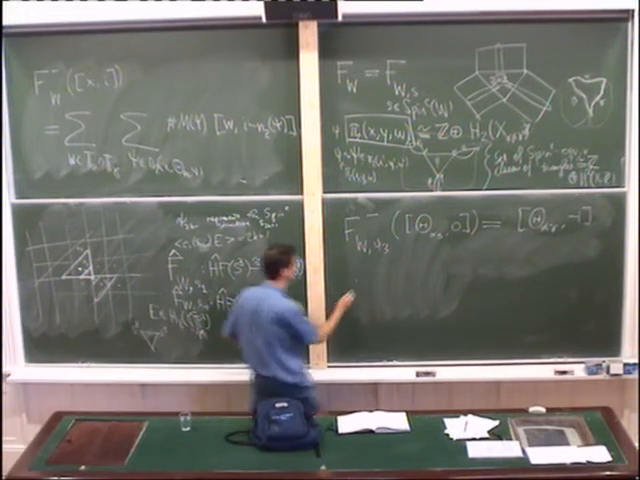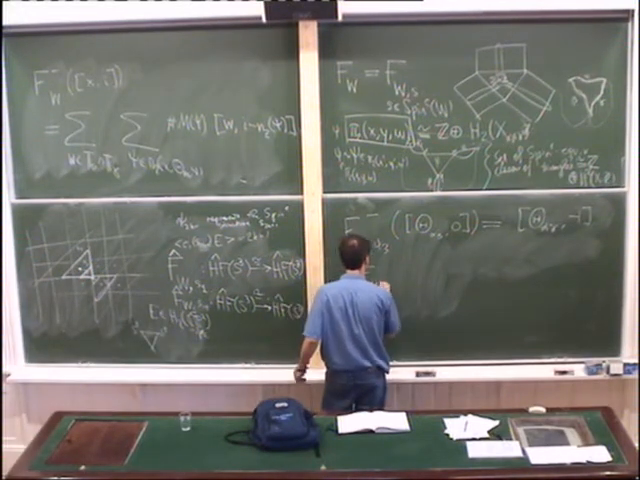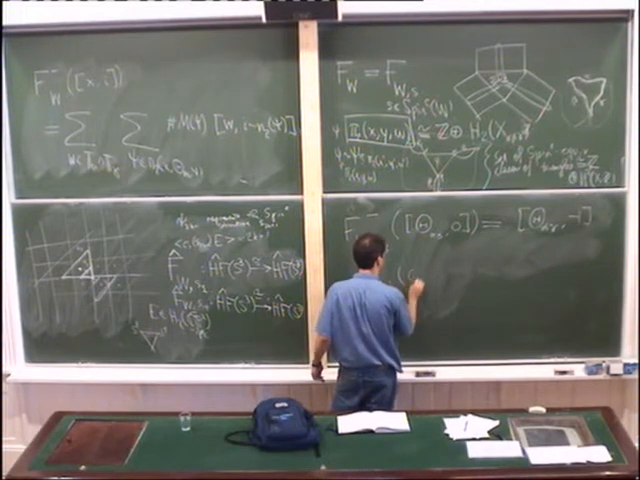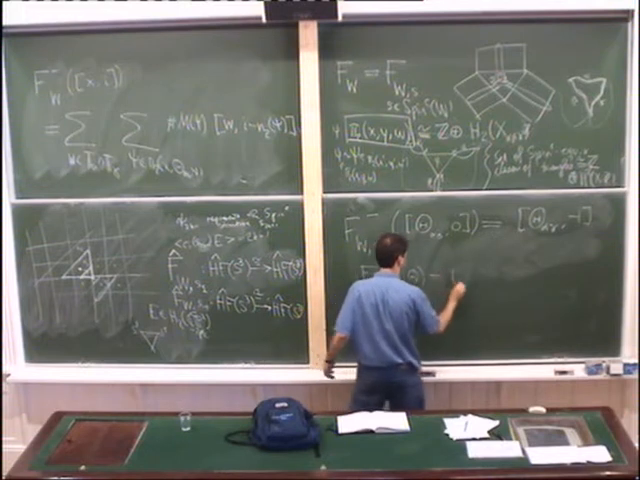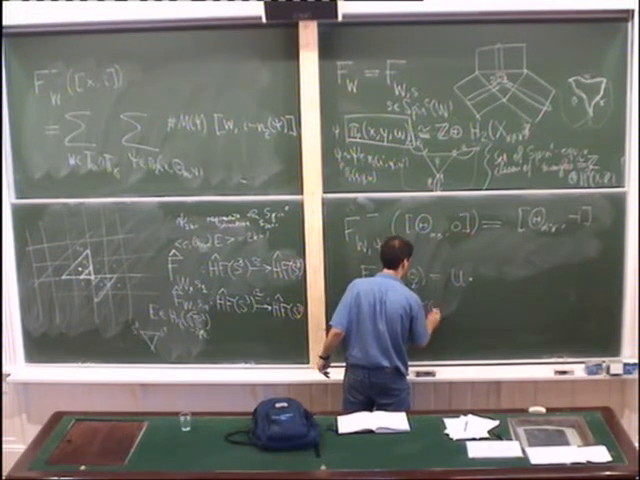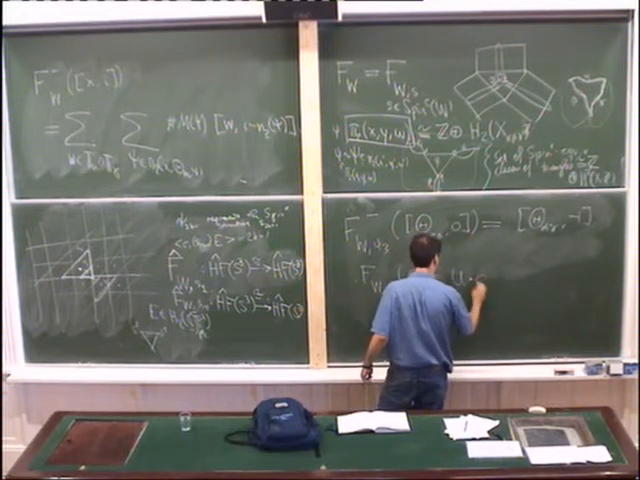So we could say this slightly more invariantly by saying that F_W,C3 of our generator theta is equal to U times the generator of HF minus of S3.